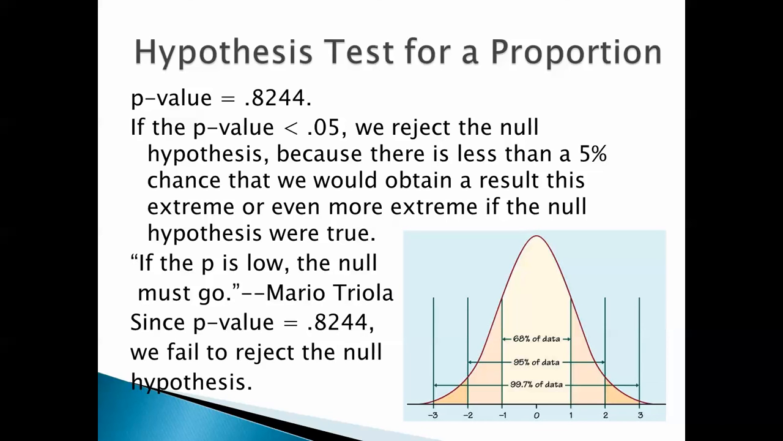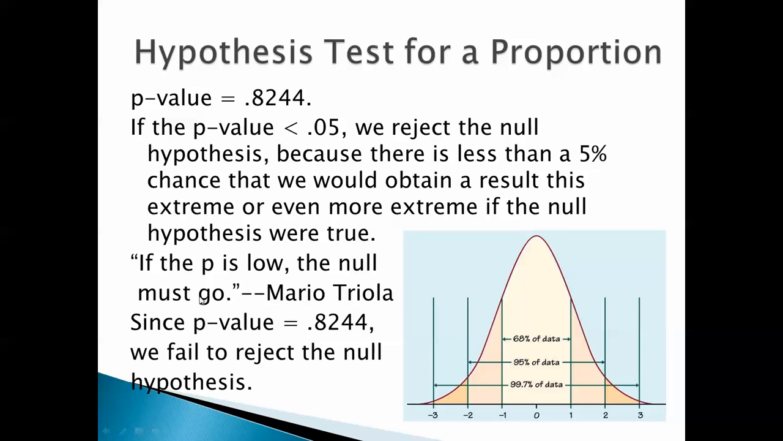If the p-value is less than 0.05, we reject the null hypothesis, because there'd be a less than 5% chance we would obtain a result this extreme, or even more extreme if the null hypothesis were true. So again, if the p-value is less than 0.05, we reject. As Mario Triola says, if the p is low, the null must go.